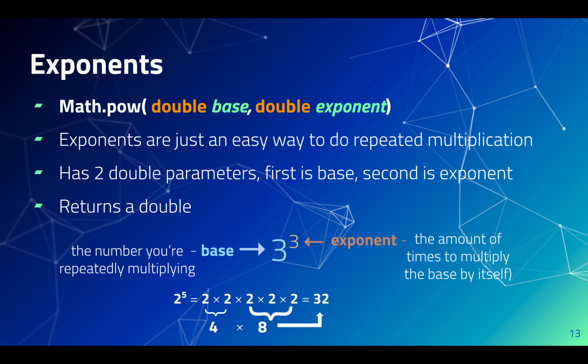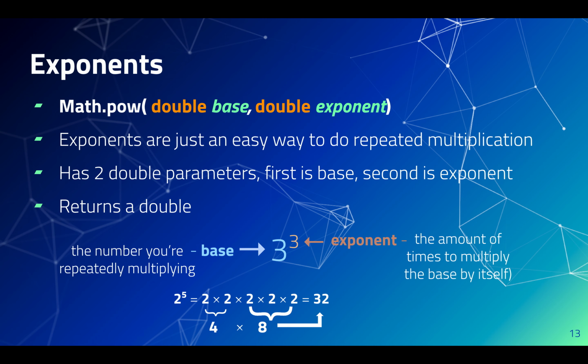The first parameter, which is the base, is the number you're repeatedly multiplying. The second parameter is the amount of times you want to multiply the base by itself. So if we had base 3, exponent 3, it would be 3 to the power of 3, and we'd have 3 multiplied by 3 multiplied by 3, which would get us 27.